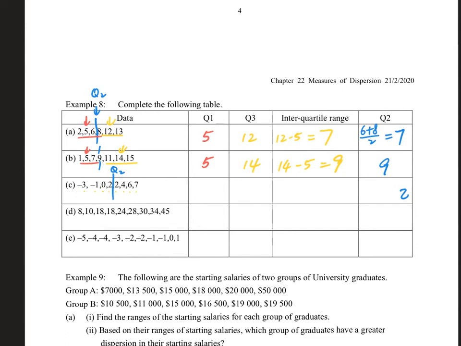On the left, there are 4 data, so Q1 lies between minus 1 and 0. You can cut here also. Q1 will be minus 1 plus 0 over 2, which is minus 0.5. On the right, you have 2, 4, 6, 7, cut at the middle. So Q3 will be 4 plus 6 over 2, which is 5. Finally, the interquartile range gives you 5 minus negative 0.5, which is 5.5 in the question. Part D and E, I leave as your own exercise.